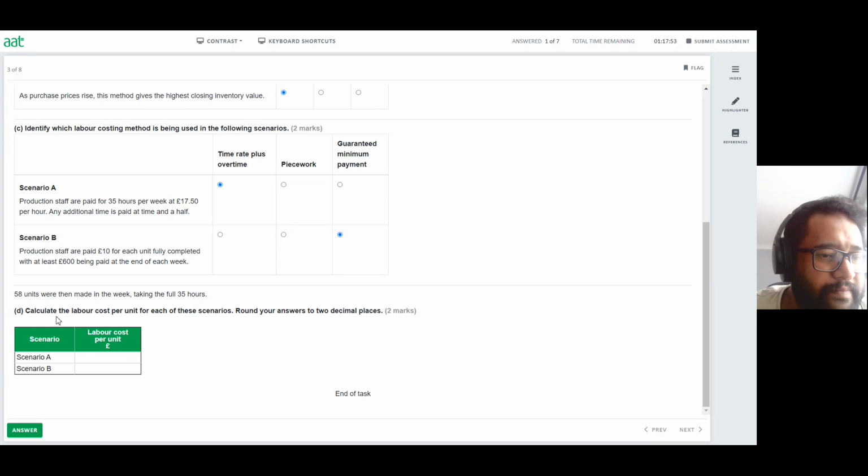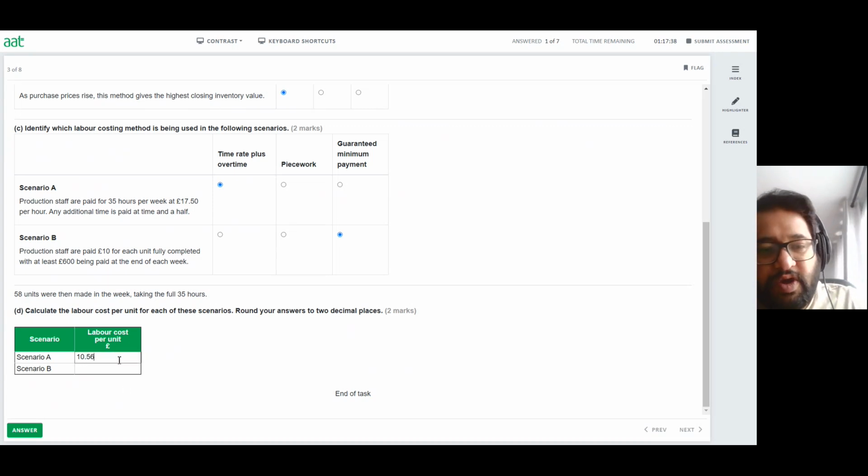But they have made 58 units. So we're going to divide this amount by 58 units, and that gives me an amount of 10 pounds 56, because the total cost divided by the number of units will give you the cost of 1 unit. They're asking you for the labor cost per unit. For 1 unit, this is what we need.